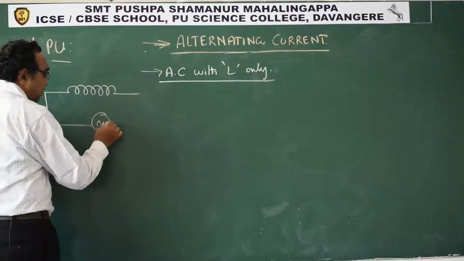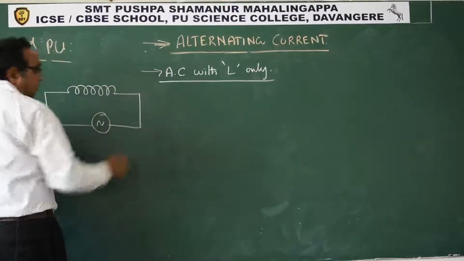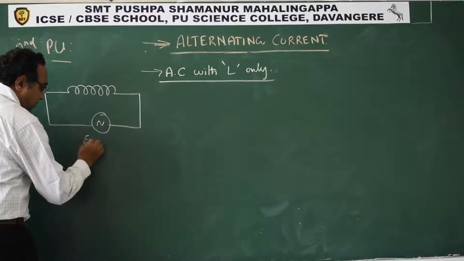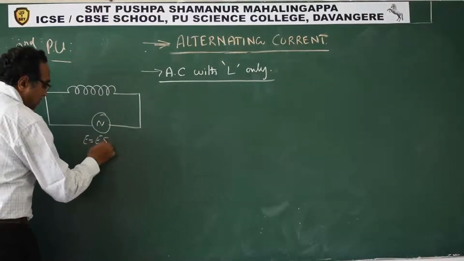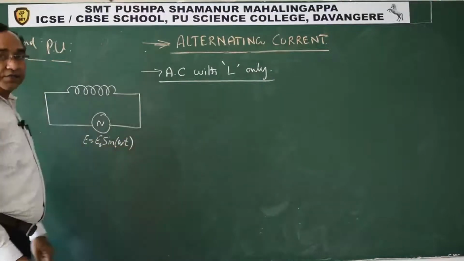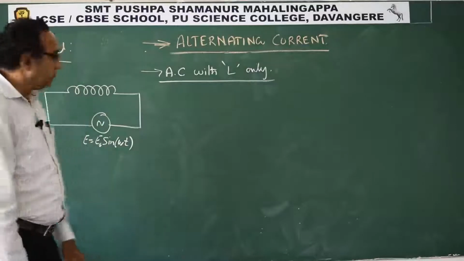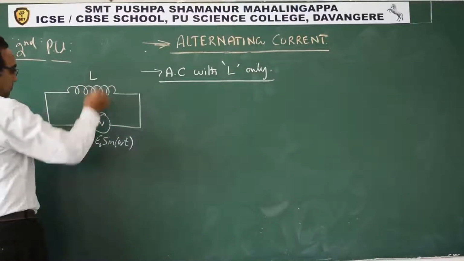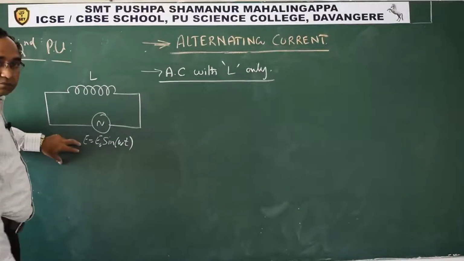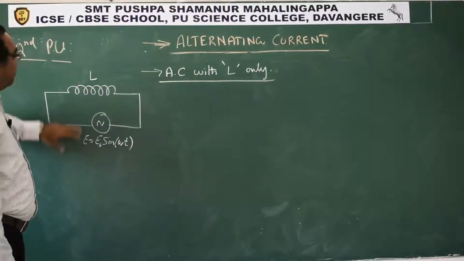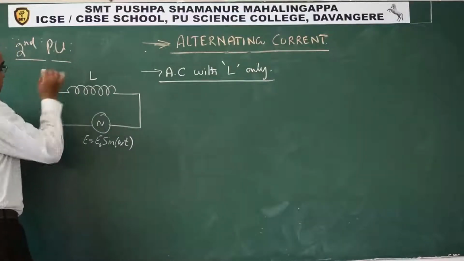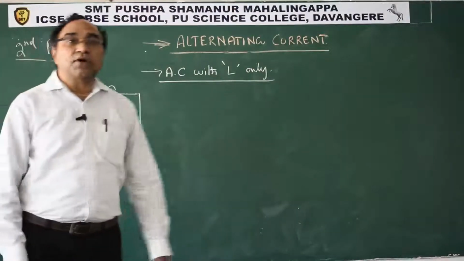And this is the symbol for AC. This is what we have. So when AC is given, it means E is E naught sine of omega t. This is what we have. And this is L. Now we have E. We have to find what? Expression for current. How will you find expression for current?